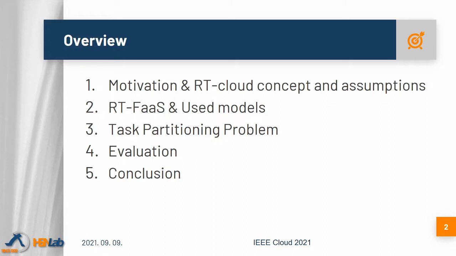This is the overview of the presentation. First, I will start to explain what our motivation was and make it clear why it would be so nice if we were able to run real-time applications in the cloud or edge infrastructures. I will also elaborate on what the real-time cloud is in our interpretation and what assumptions we made in our paper. Then I'm going to explain, in our opinion, what the real-time FaaS system is, what its components are, and what kind of models we have used.